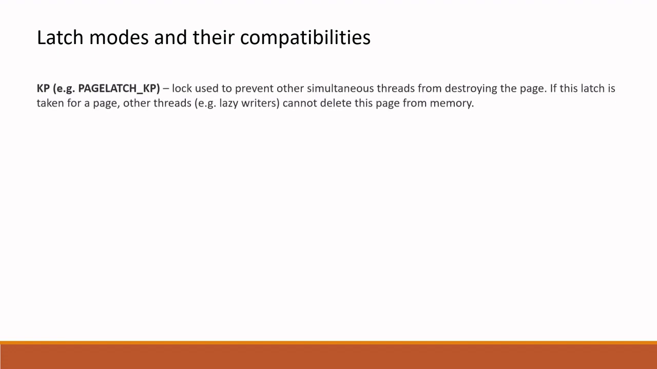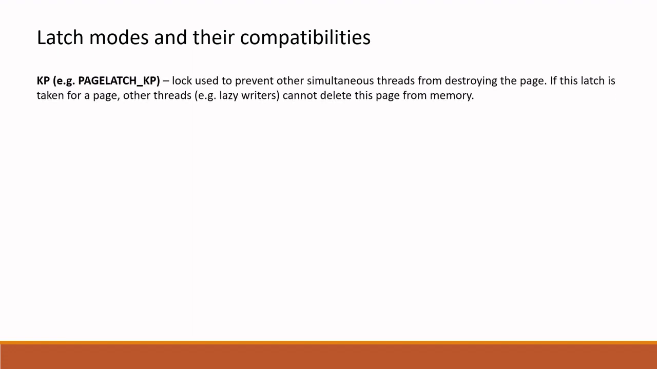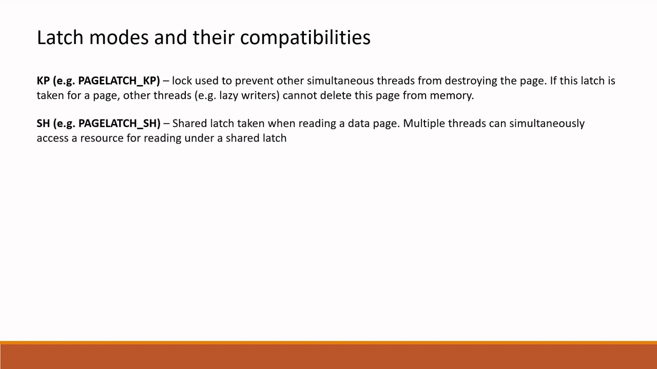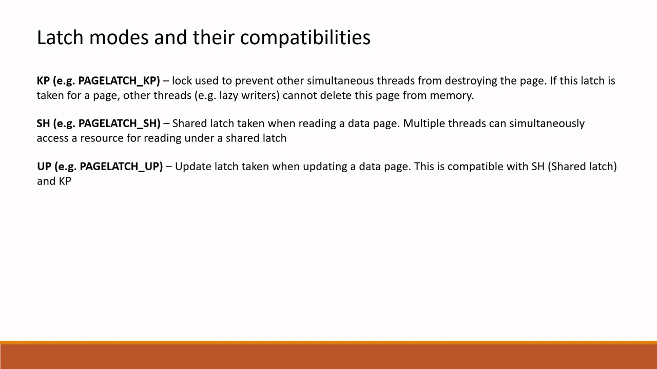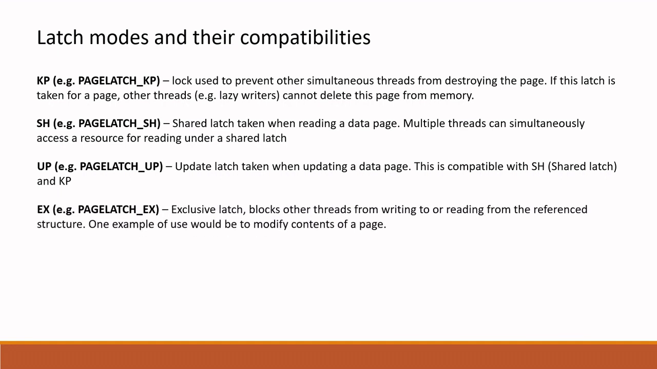First one is KP. This latch type is used to prevent other simultaneous threads from destroying the same page. Next one, SH. This kind of latch is taken when reading a data page. An important point is that multiple threads can simultaneously access a resource for reading under a shared latch. Then the next one is UP, the update latch, and this is taken when updating a data page. This is compatible with SH and KP. And the next one is EX.